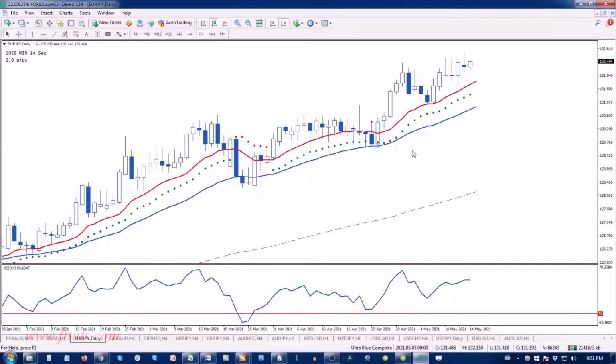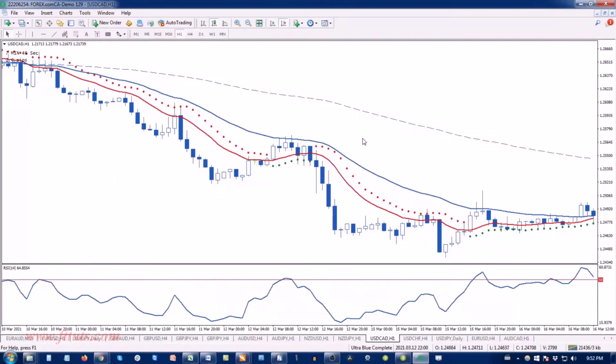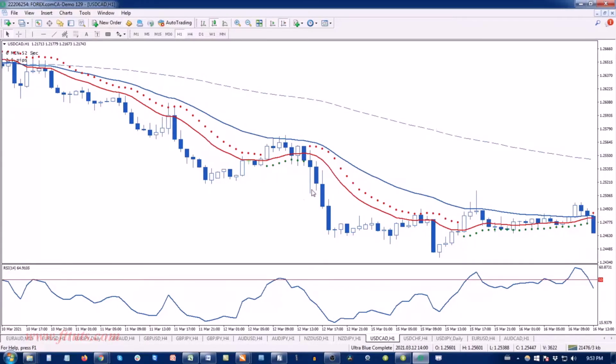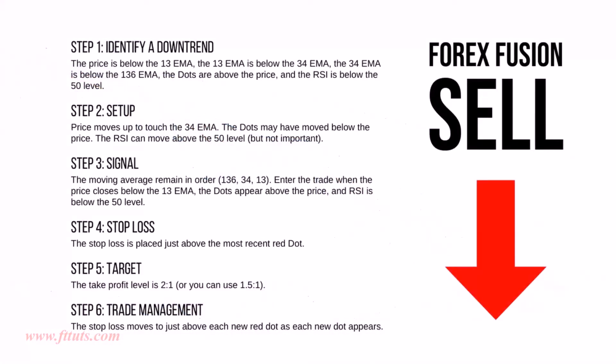Let's take a look at a sell trade. So we're looking at the US dollar, Canadian dollar. This is a 1 hour time frame, and I like to give you different time frames and different currency pairs. But we have this beautiful setup here where all the criteria is met. So I'm going to put on the slide that shows us the Forex Fusion sell rules. So it's the same as the buy.